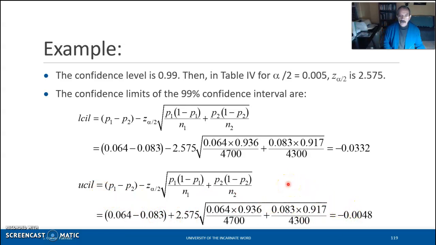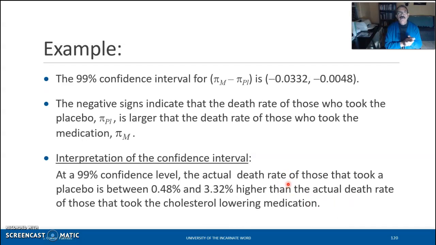All right, so now we need to interpret these results. So the 99% confidence interval for this difference in population proportions is minus 0.0332 to minus 0.0048. But these are negative. The negative signs indicate that the difference between these two death rates is negative. That means that the death rate of the placebo is larger than the death rate of those that took the medication. That's why this difference is negative, and that's what I'm explaining in this part.